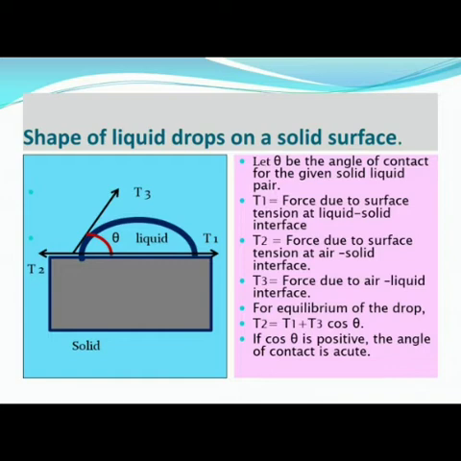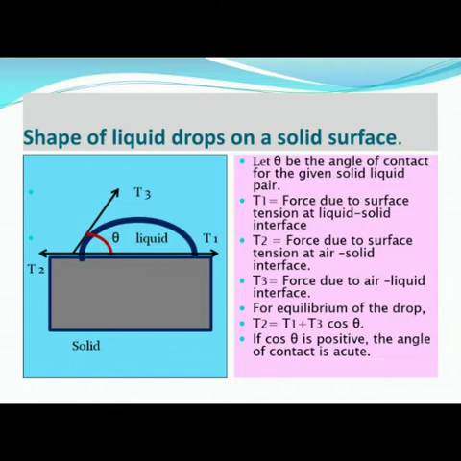Now this is one more example which shows you that when I take the theta, that is the angle of contact for a given solid liquid pair, you could see the three tensions out here, that is T1, T2 and T3. T1 is showing you the force due to the surface tension at the liquid solid interface. T2 is showing you the force due to the surface tension at the air solid interface. And T3 is showing you the force due to the air liquid interface.